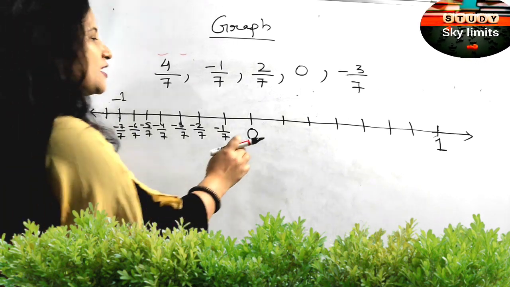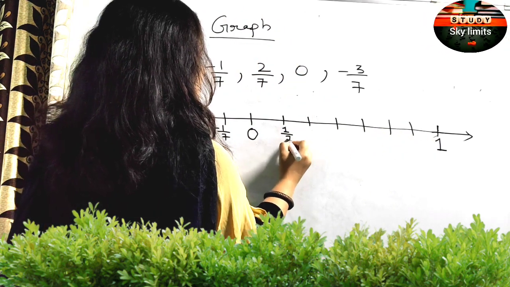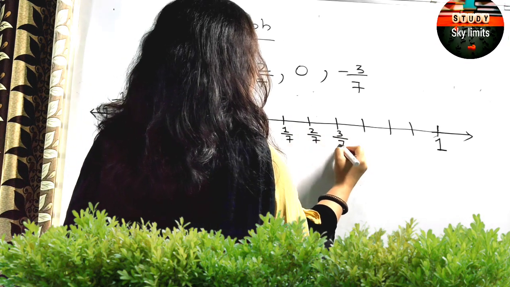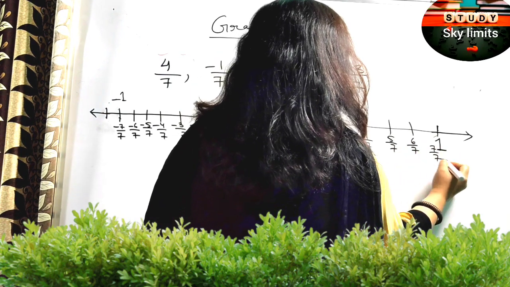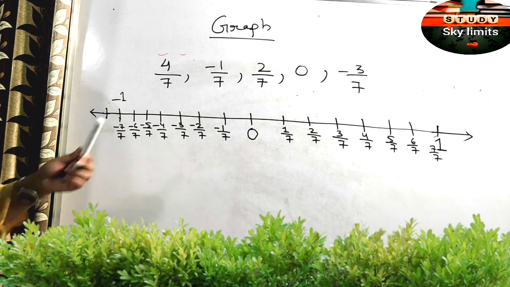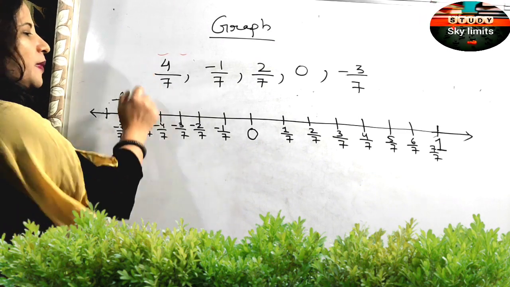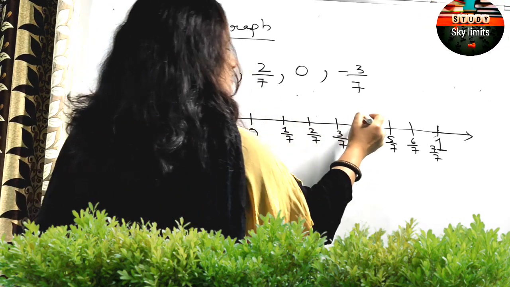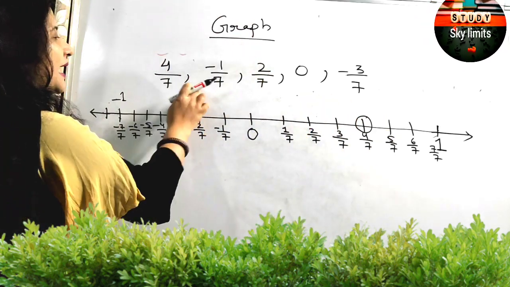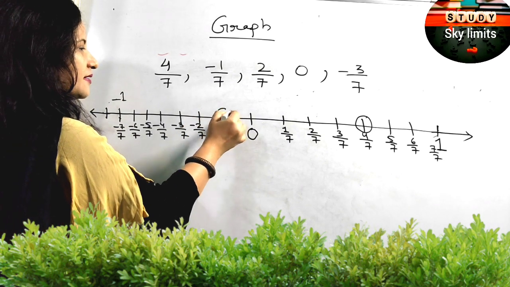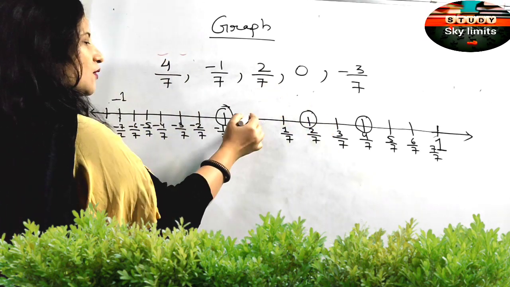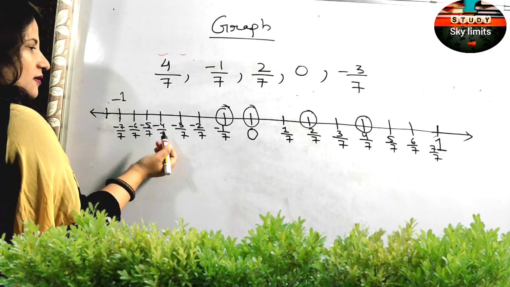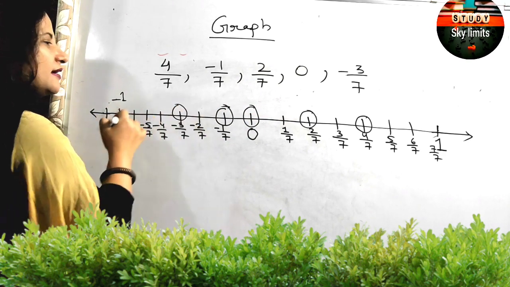Clear, everyone? Now this side also. This will be 1 by 7, 2 by 7, 3 by 7, 4 by 7, 5 by 7, 6 by 7, 7 by 7, which is equal to 1. Okay, so now you can easily see how to graph it. 4 by 7 is on the positive side. Minus 1 by 7 will be this side. 2 by 7, positive side again. 0 is here, minus 3 by 7 on the negative side.